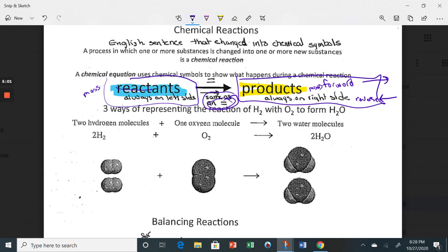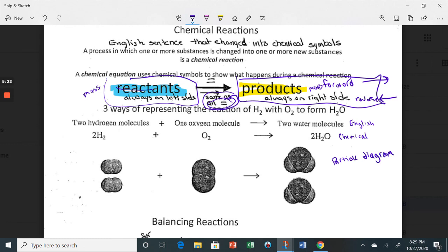So again, there are three ways. We have the English writing out the words way, we have the chemical speak way, and we have the particle diagram way. This is all the same. It's supposed to be D.